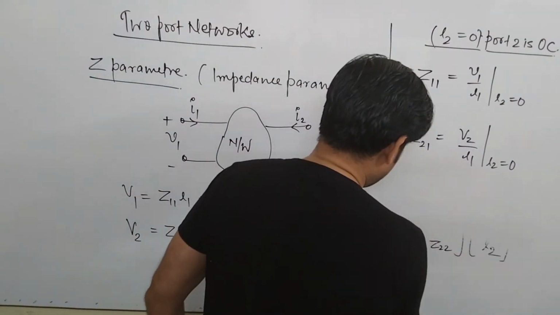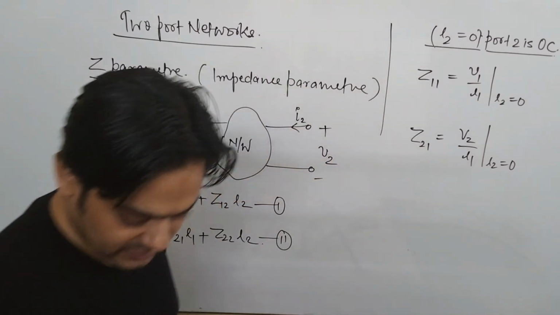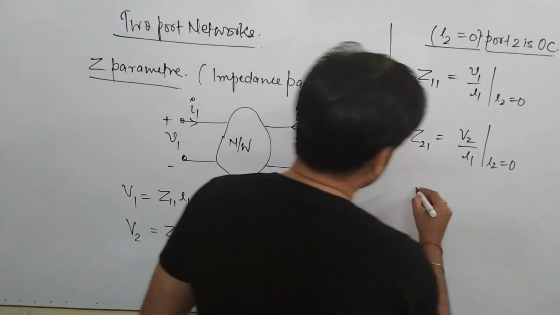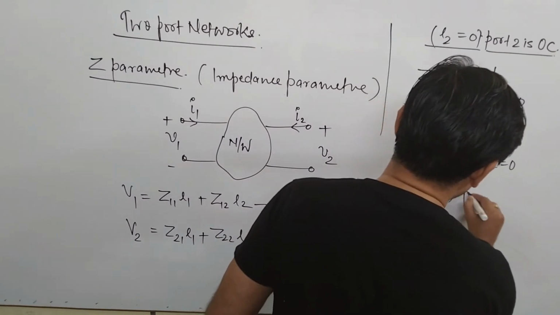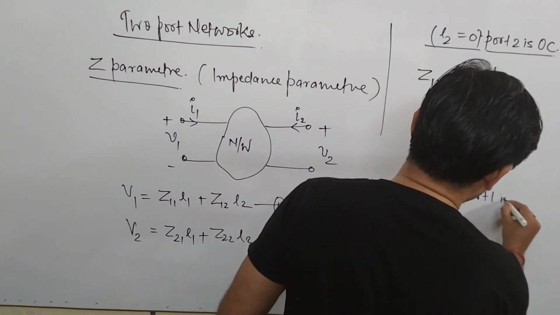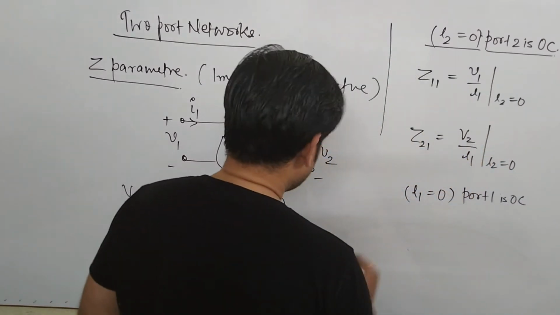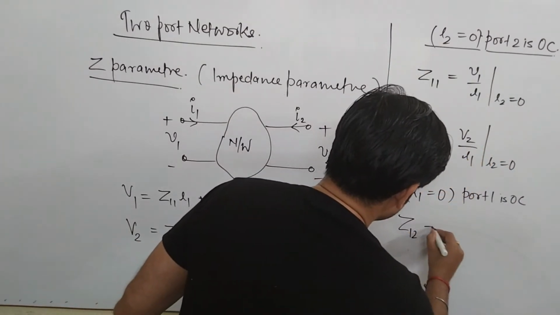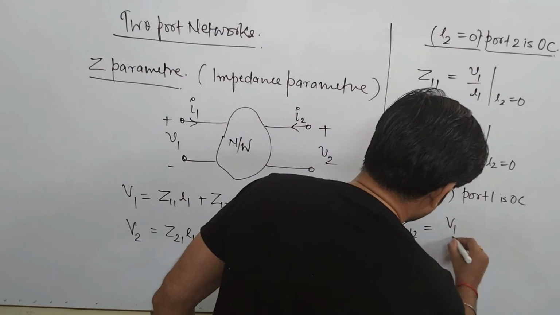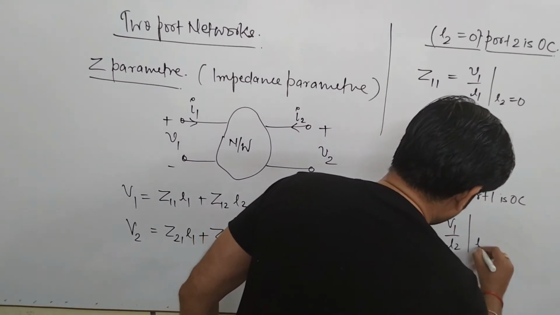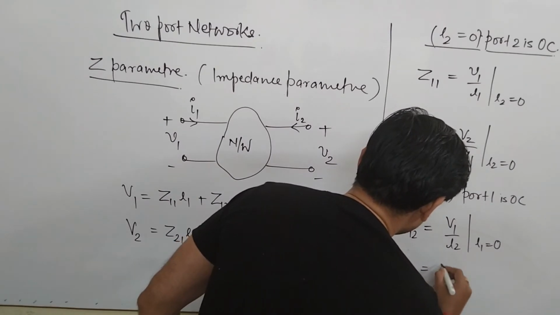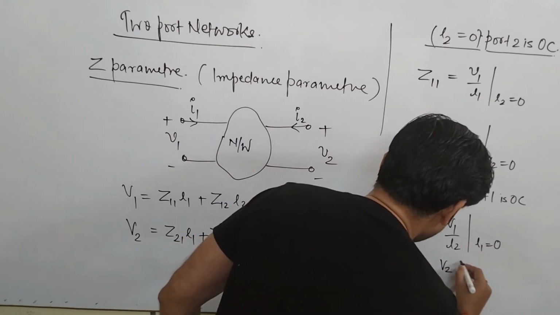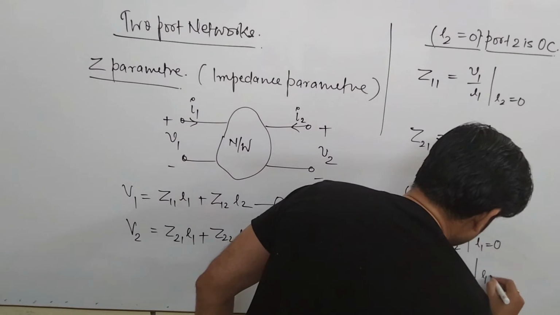That means your port 2 is open circuited. Now if I say I1 is equal to 0, that means port 1 is open circuited, then Z12 is equal to V1 by I2 for I1 equal to 0, and similarly Z22 is V2 by I2 when I1 is 0.